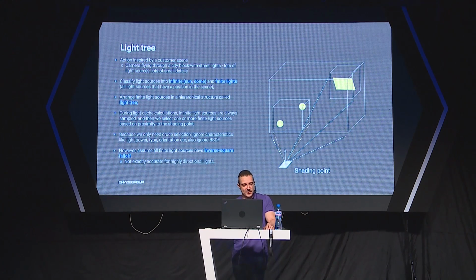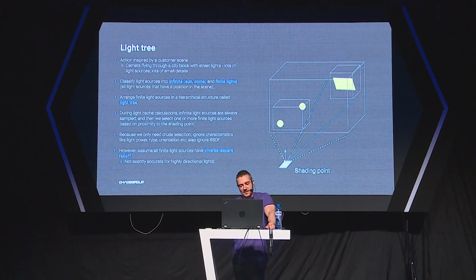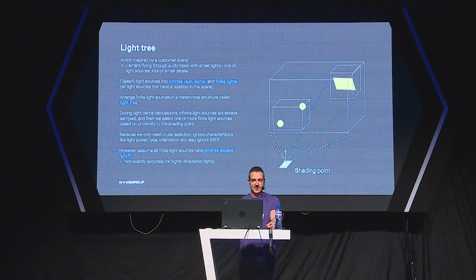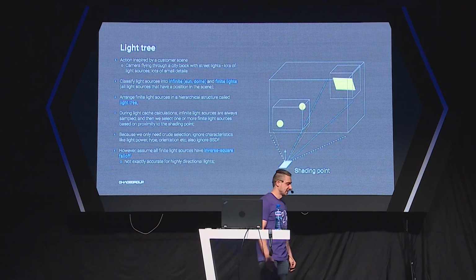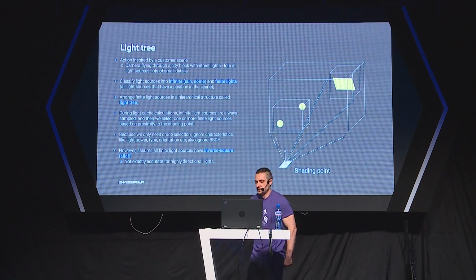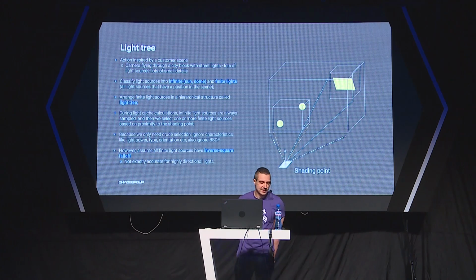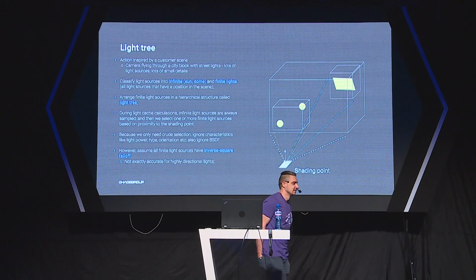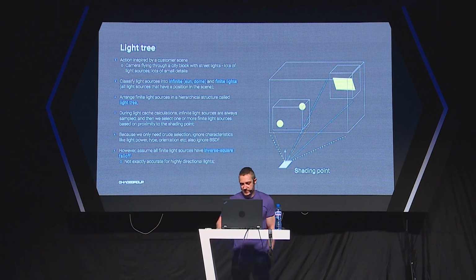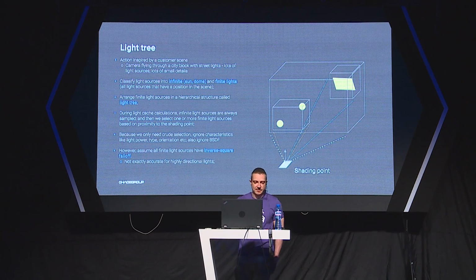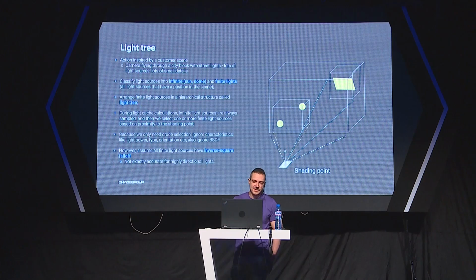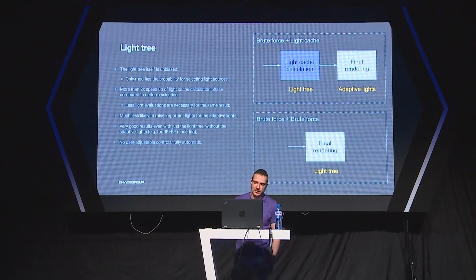A very important thing about this light tree is that the one thing that it does assume about light sources is that they have inverse square fall-off. So for lights that have directionality or some kind of non-physical fall-off, it still works. It just doesn't produce maybe as optimal results, but it's fine because the final render, like I said, would still be going through the adaptive lights, so it works out all right in the end.